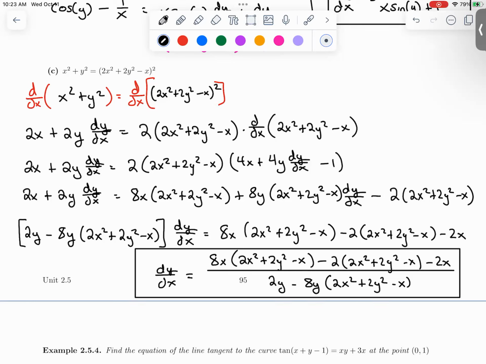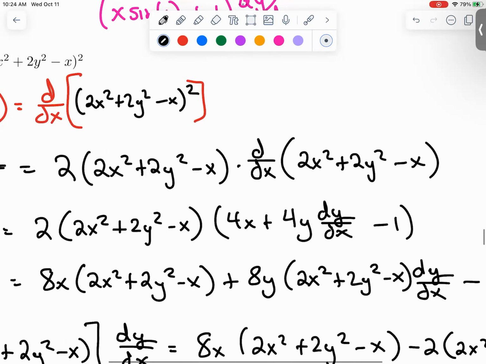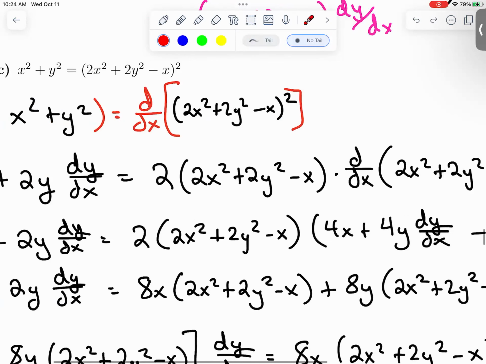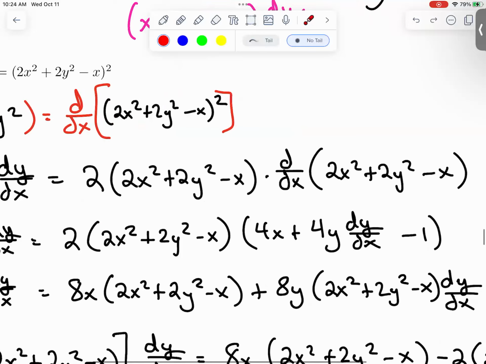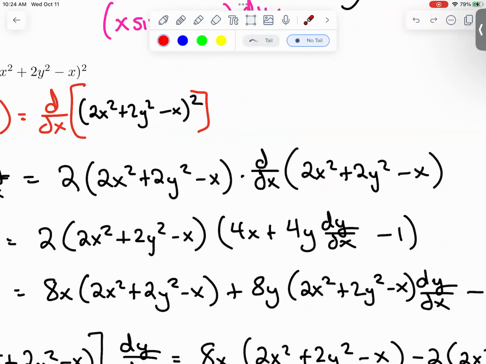The derivative of the quantity 2x squared plus 2y squared minus x squared. So I'm going to zoom in on that aspect of it. So by the chain rule, the outer function is the second power. The inner function is 2x squared plus 2y squared minus x. So derivative of the outside, that's where this 2 gets brought up front, and it's to the first power times, notice the difference here. Over here, dy dx. Here, d dx. Because I'm taking the derivative of the inside.